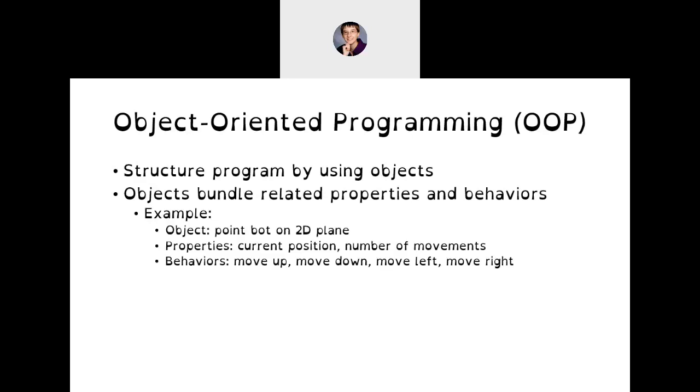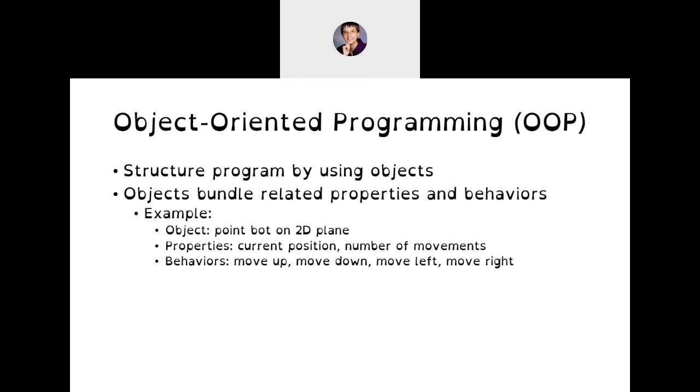Right? So let's take, for example, if you had an object which is a point robot, which is moving on a 2D plane. So some of the properties that you might have is the current position of the robot, so it's like the XY position. And you might also keep track of, say, the number of movements that it's made, right? So kind of the lifetime of the robot. And you might have some behaviors associated with it, right? So you have your 2D grid, and maybe it can move up, down, left, right. So we can combine all of these properties and behaviors into a single point robot object.